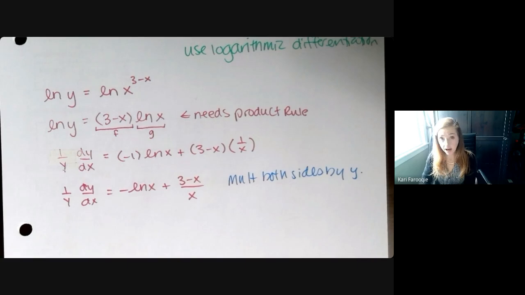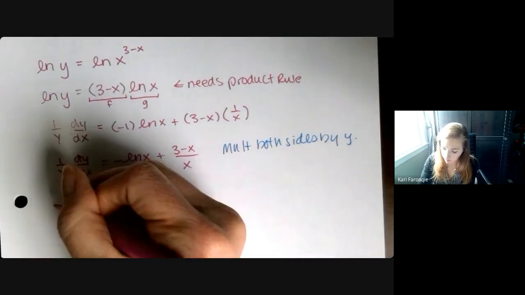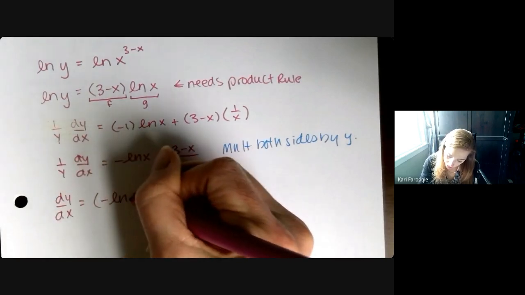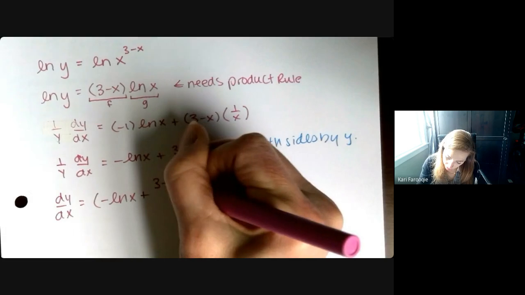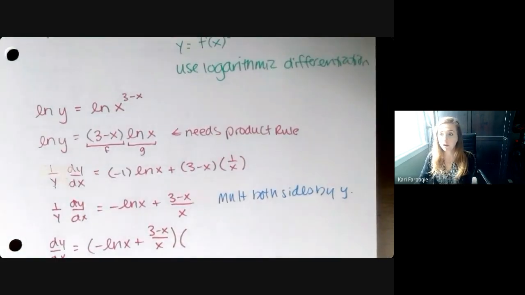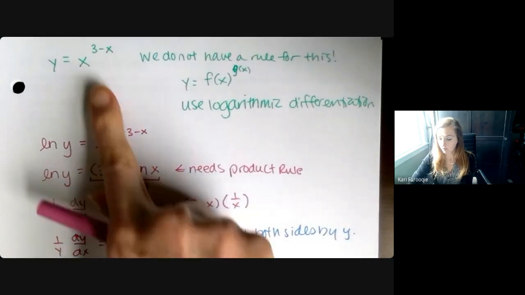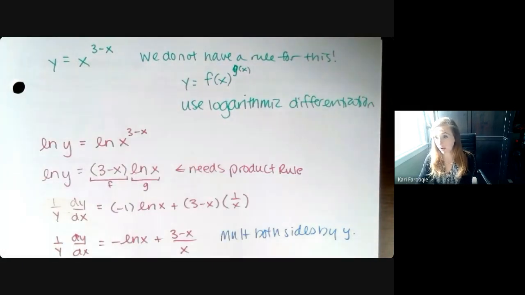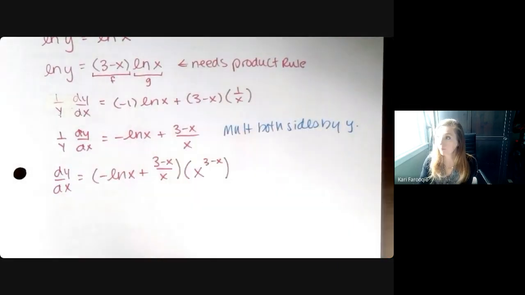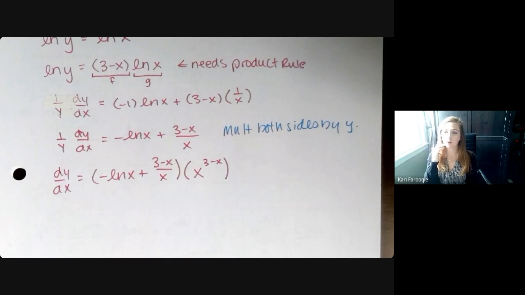And when you do that, you get dy/dx equals negative ln x plus (3 minus x) over x, multiplied by y. So the expression for y was x to the 3 minus x. All right, now, I'll tell you what not to do. Here's what you can't do.